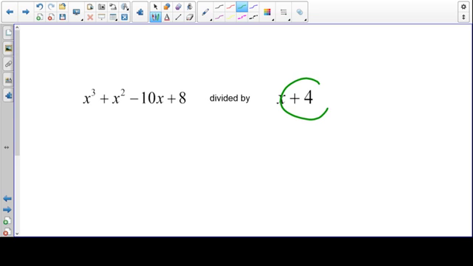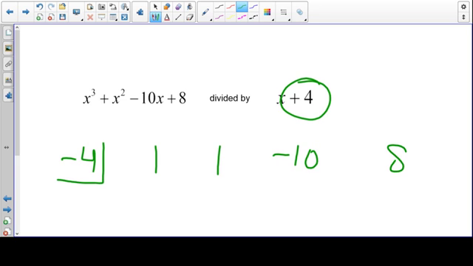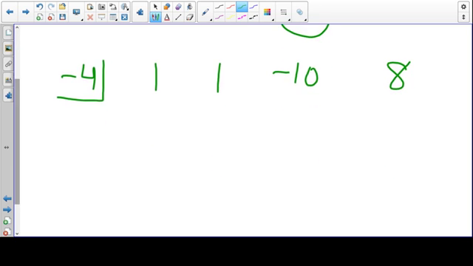Okay, so I'm going to start with the opposite of this. So instead of +4, I have -4. I look at my terms, everything's in descending. I have all of my things talked about, so let's go ahead and do my coefficients. So I have a 1 in the cube spot, a 1 in the squared spot, -10 in the x spot, and an 8 in the constant spot.